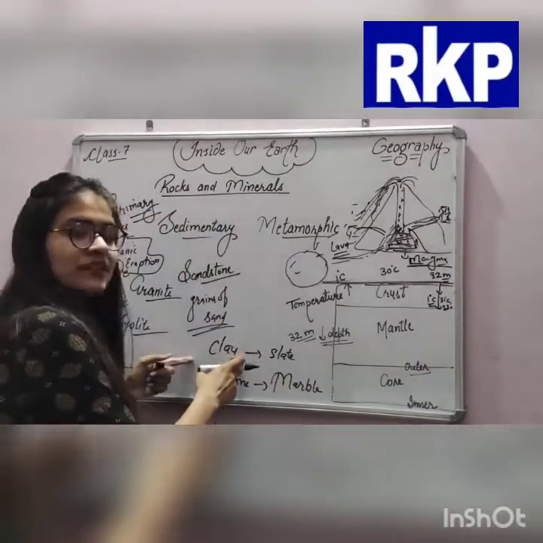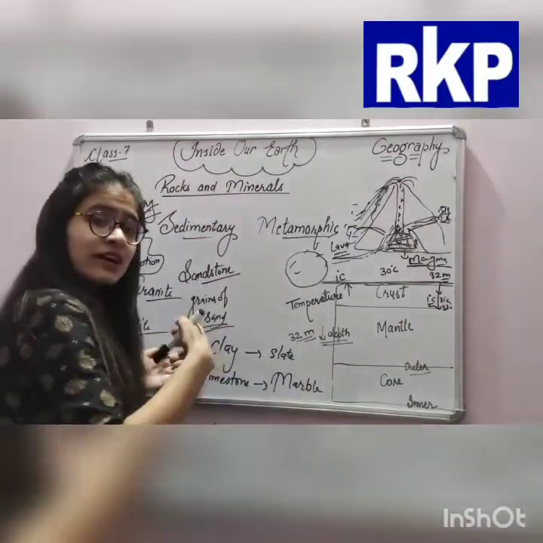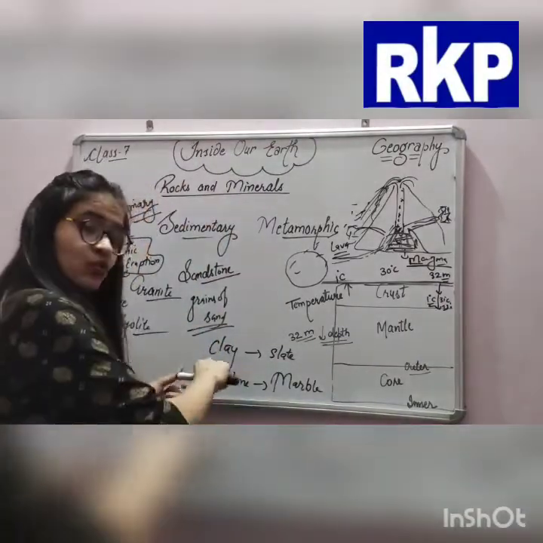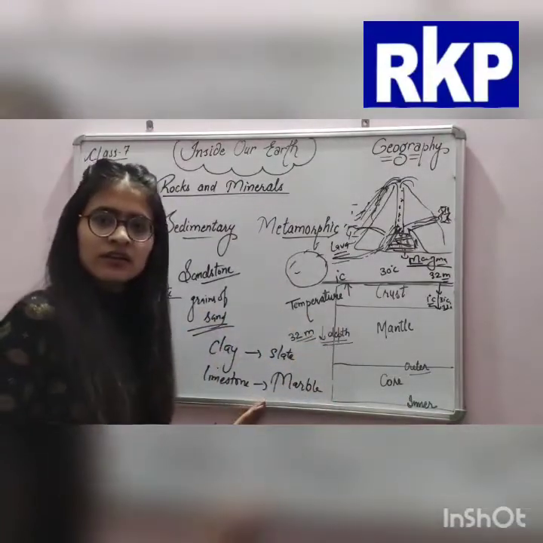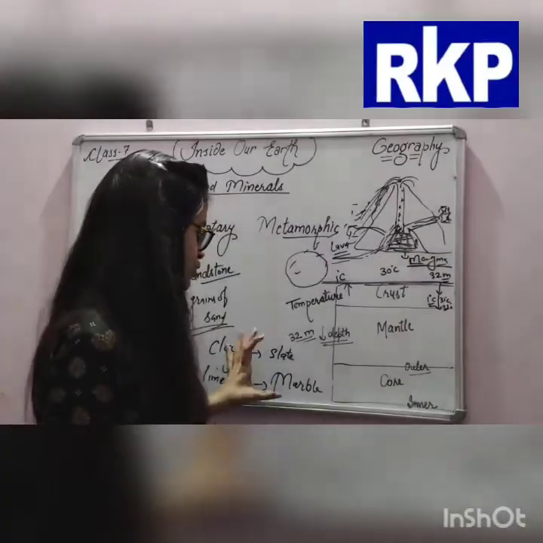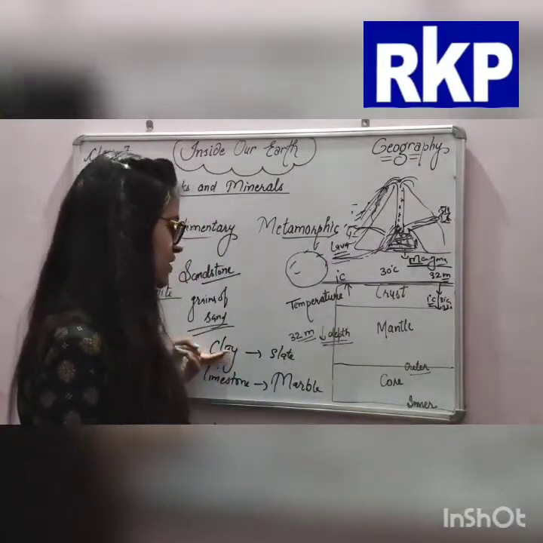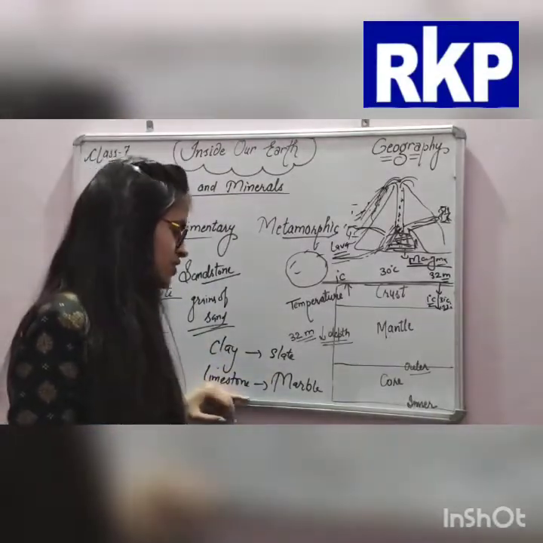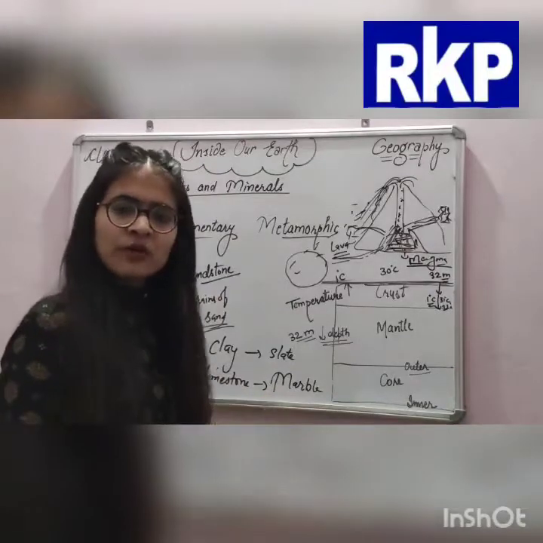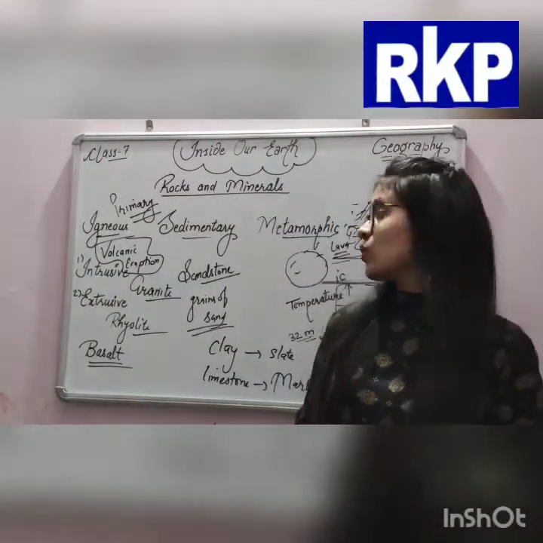Okay, so these are the types of igneous and sedimentary rocks which, under great heat and pressure, are changing themselves into metamorphic rocks. Okay, so these are metamorphic rocks. So clay changes itself into slate, and limestone changes into marble. Okay, I hope this is clear to you all.